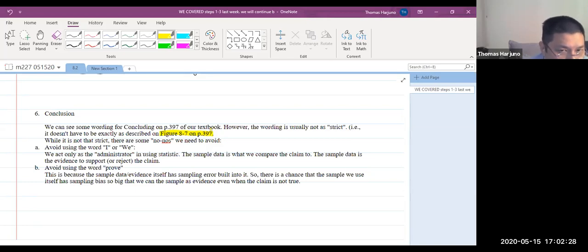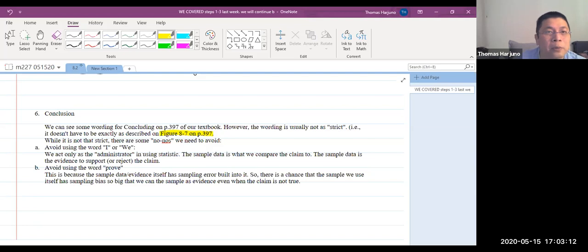But in every sentence, every conclusion you draw, you have to copy paste the claim again. Even in our textbook, in all 4 cases, they always give the original claim. So those are things you need to do. What is not strict is that you don't have to follow the wording from that figure 8.7. But in every conclusion you give, you always need to copy paste the claim again.